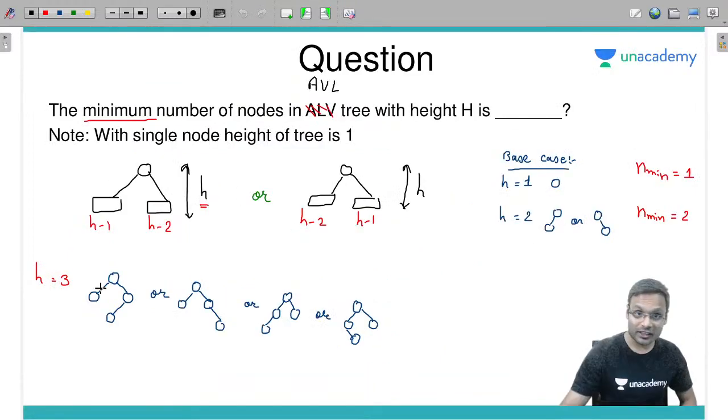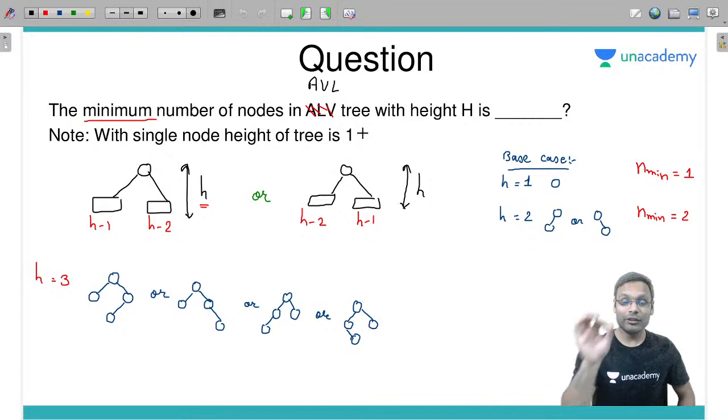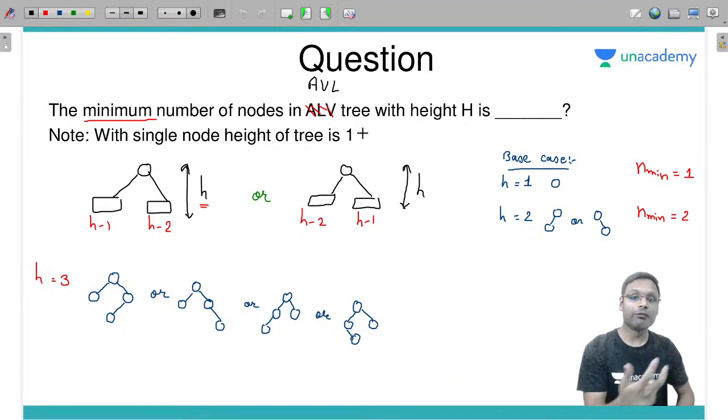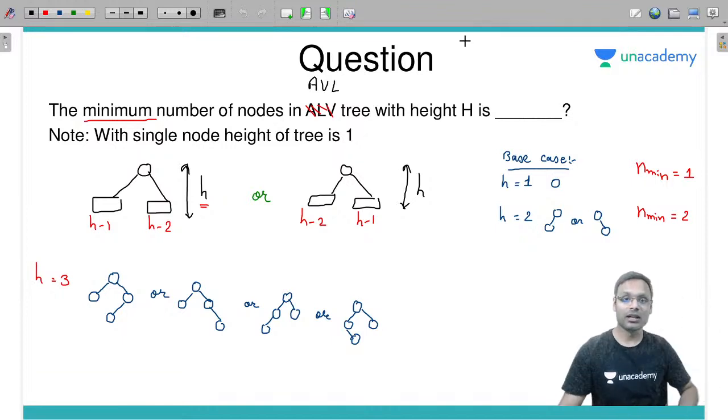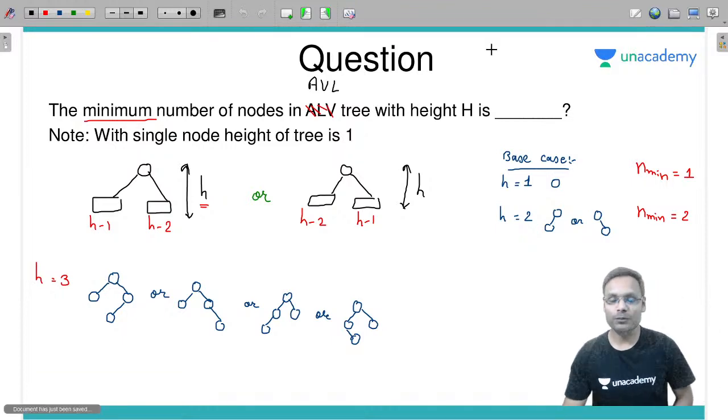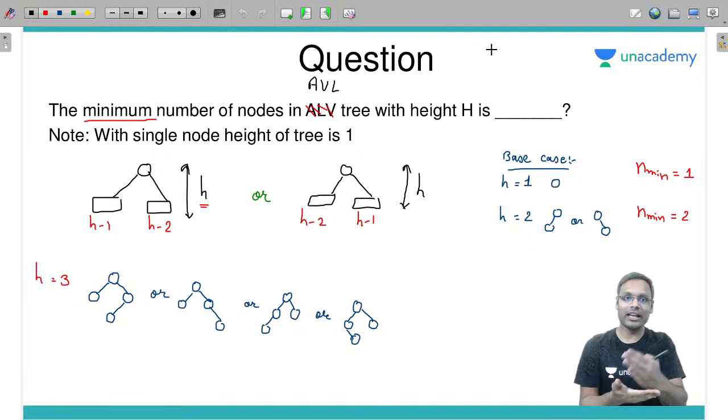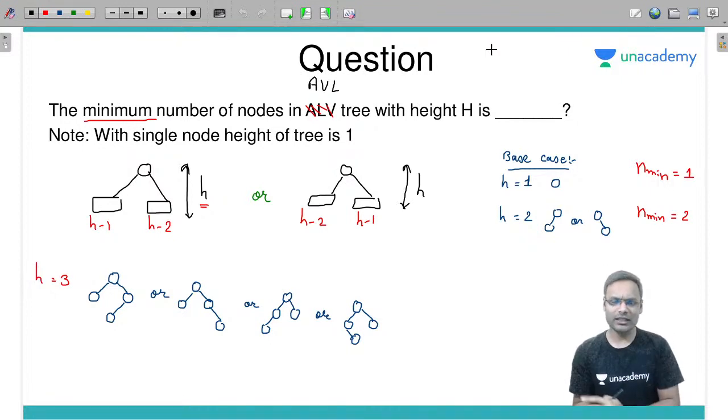Based on this concept, there was a question in the GATE exam: with height 3, what is the minimum number of nodes in an AVL tree? If the tree's height is this much, or with a single node the height is this much. Like this, there was a question in GATE computer science. You can solve that question easily.